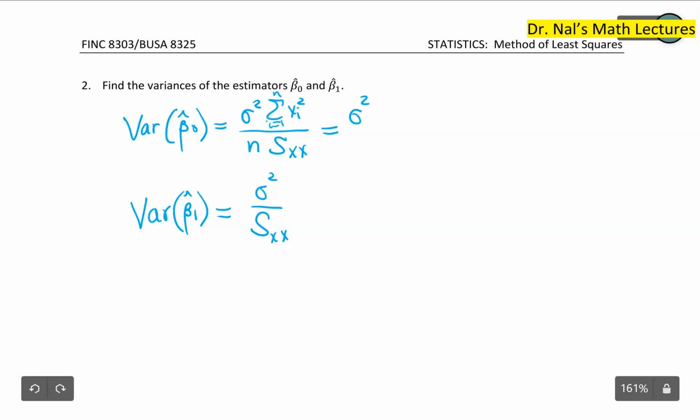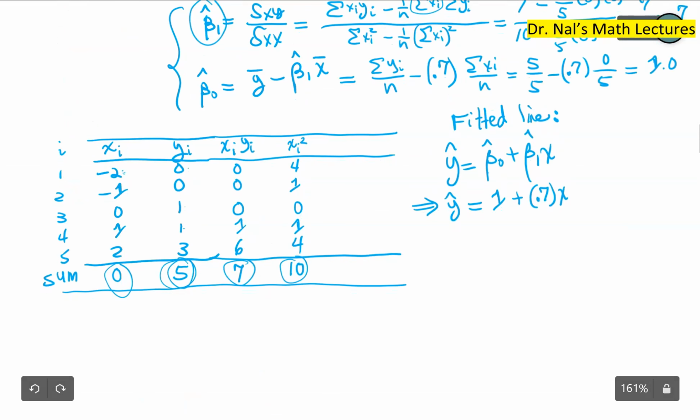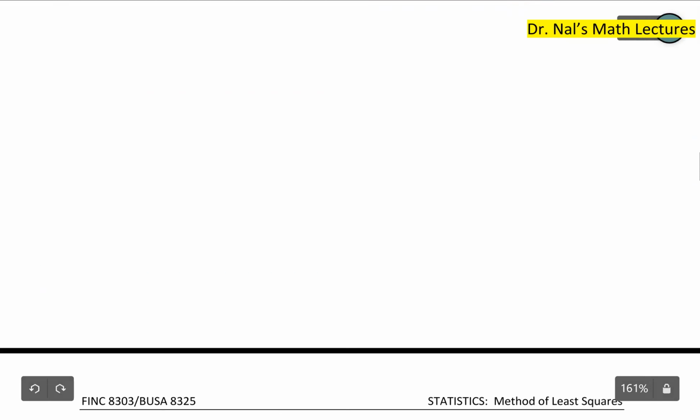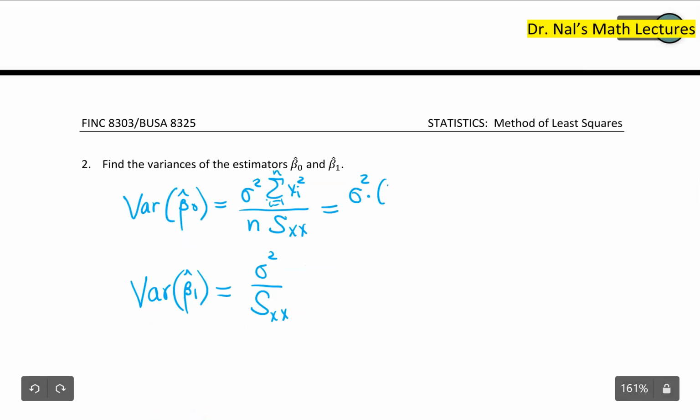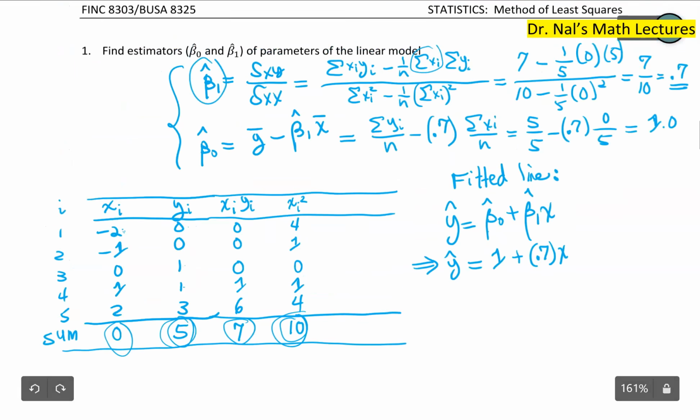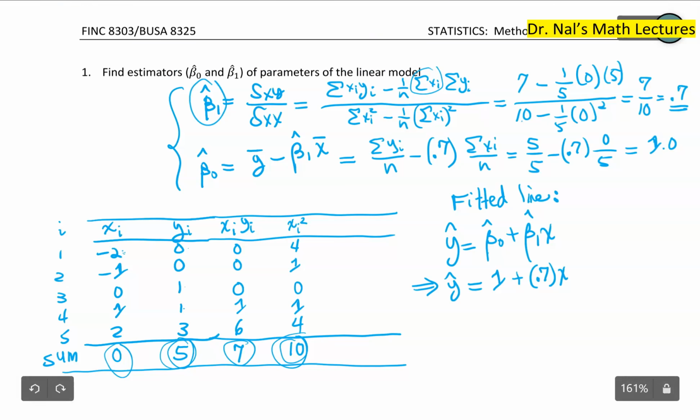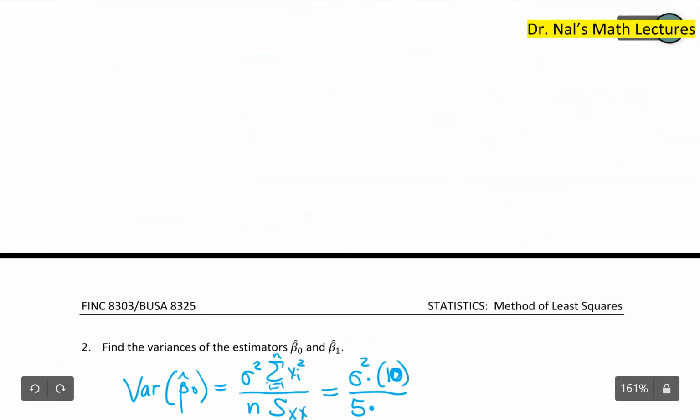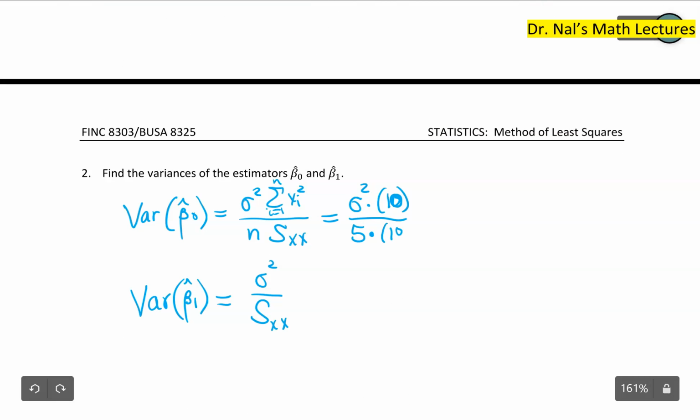So sigma squared times the sum of xi squares, the sum was 10. So let's just plug it in there, times 10. And n times, n is, we have 5 observations, Sxx, what was Sxx here? The denominator came out as a 10 actually. So that one is a 10 as well. Well, the 10s will cancel. So that's just 1/5 of sigma squared. That's a 5, believe it or not. Let's put the 5 properly.